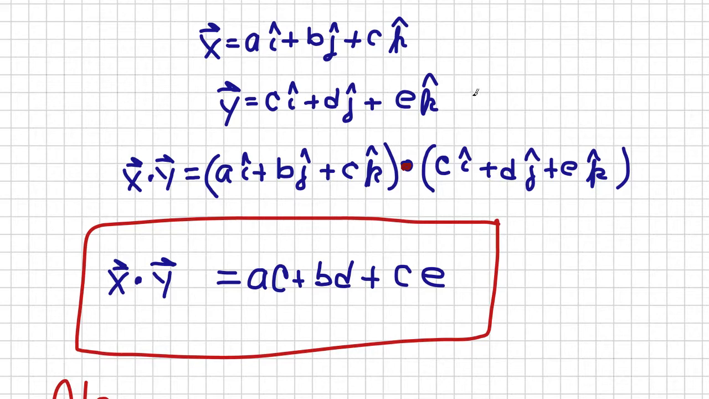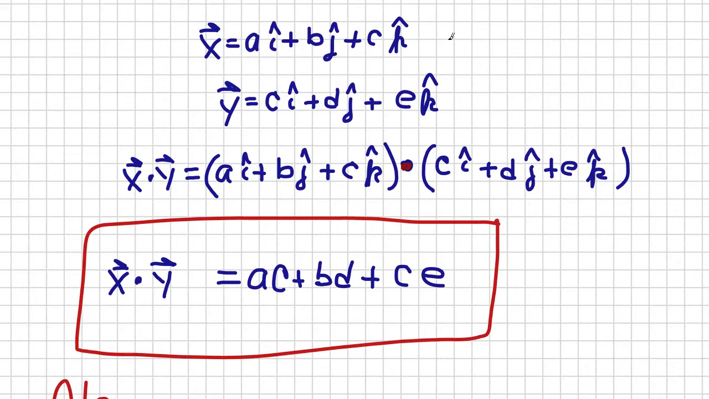So here I have two vectors. X is equal to AI plus BJ plus CK. I, J, and K with the little hats on them are the unit vectors in the X, Y, and Z direction. Y vector is CI plus DJ plus EK, and it's just a coincidence that I have the same symbol here and here. They don't need to be the same, they can be different.